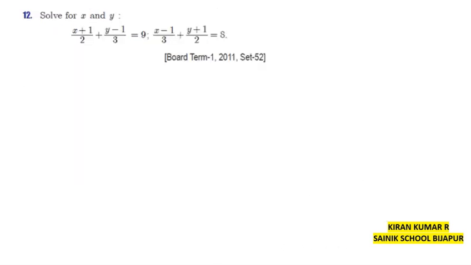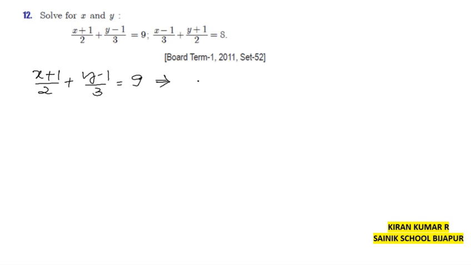Look at this question. The question is to find the value of x and y. They are given the equations as (x plus 1) by 2 plus (y minus 1) by 3 equal to 9 and (x minus 1) by 3 plus (y plus 1) by 2 equal to 8. For these two equations, we need to simplify and write this as a simple linear equation. So let me consider this first one, (x plus 1) by 2 plus (y minus 1) by 3 equal to 9. This I will simplify by taking the LCM and cross multiplying it.